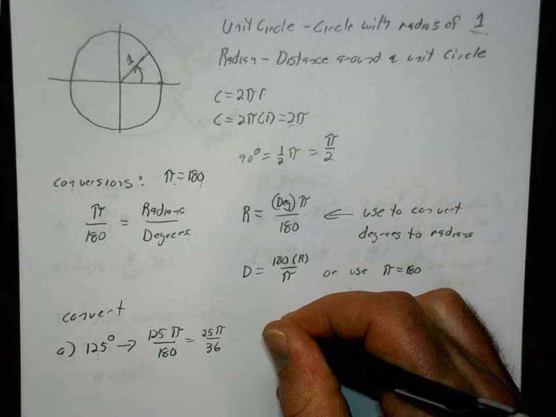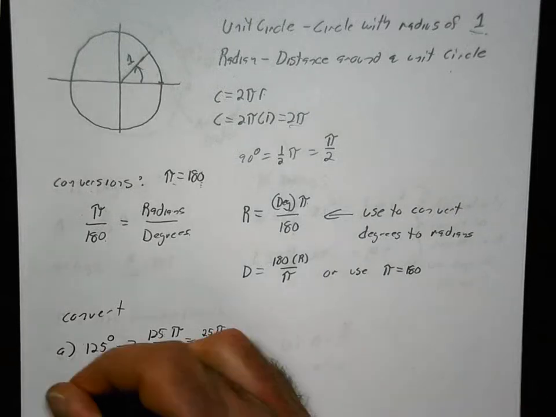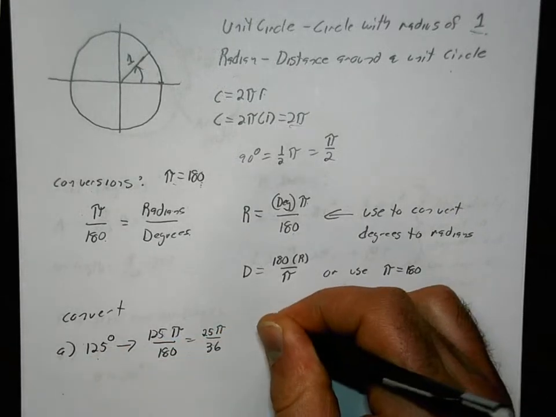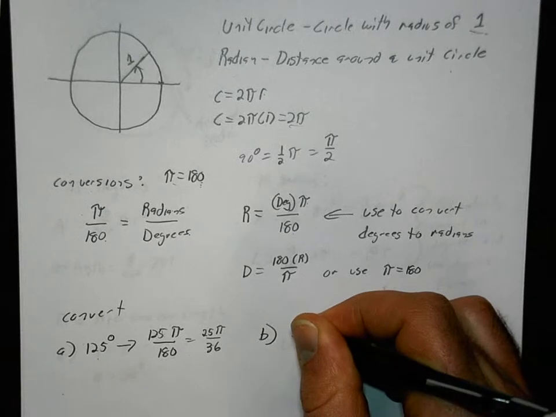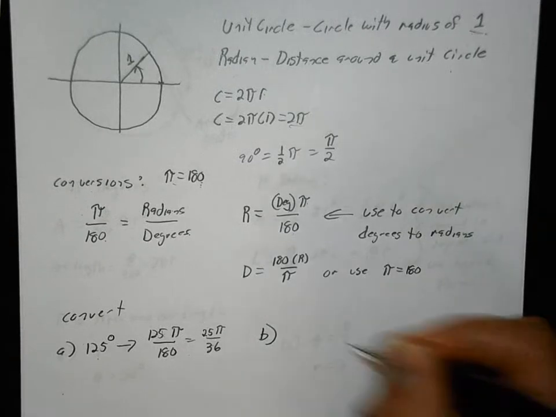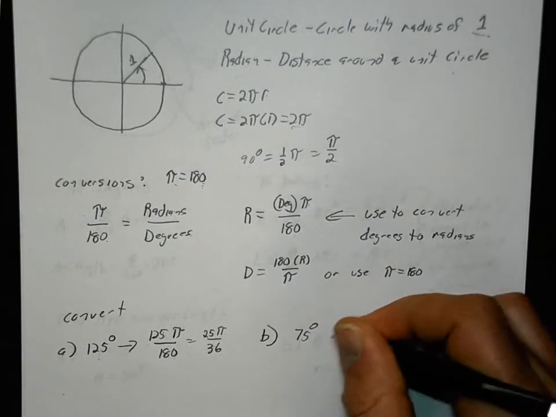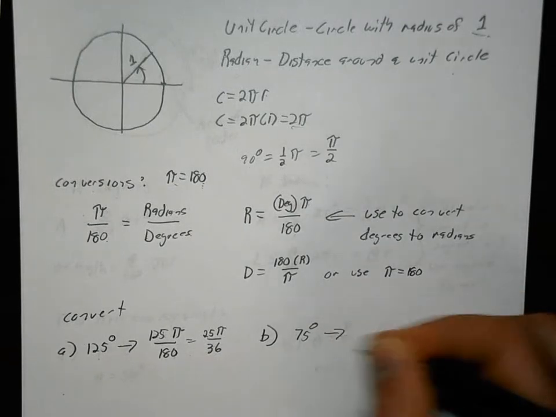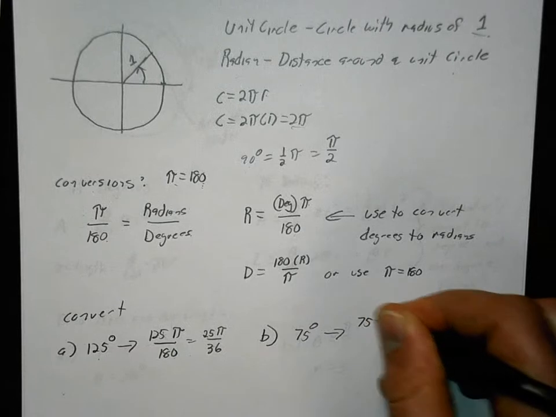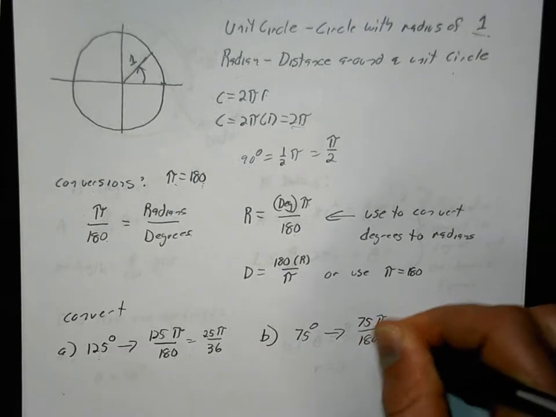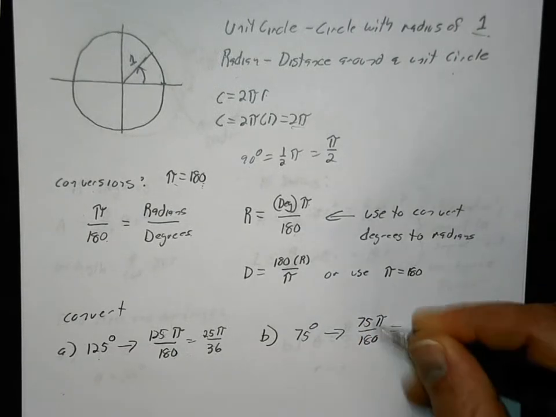Now, if I was to go the other way, well, maybe we'll do one more example. Let's try 75 degrees. And I want to convert that to radians. So if I convert that to radians, I just take 75 times pi over 180, and then I simplify this fraction down.